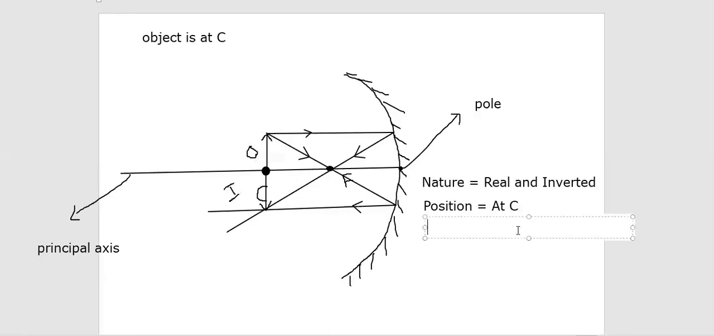Okay. Size of the image. Size of the image is same size. Same size in the sense how much size the object has, same size you will be having image. Understood? How much size object has, same size you will be having image also. Understood everyone? Okay.